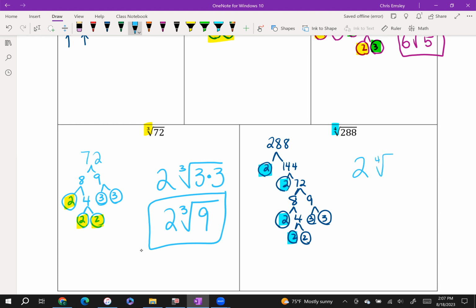Don't lose your index. If it started as a 4th root, it has to remain as a 4th root. Inside would be 2 times 3 times 3. If you multiply those all together, that is just 18.